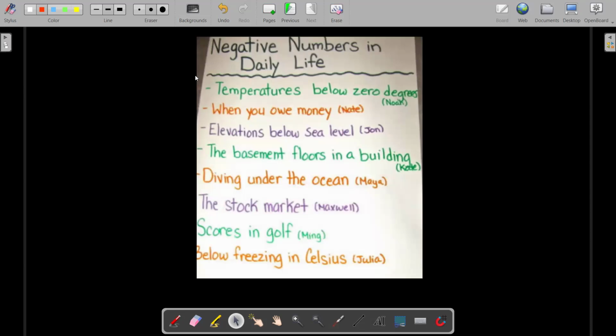Nice. Below sea level, it could be considered as negative, right? Elevator floor, right? If you have ground level, for ground level 0, right? Then you're going up the second floor, the third floor, etc. And then if you go down, -1 meaning you're going down in the basement, and then you could have a sub-basement, right? The stock market, golf, right?